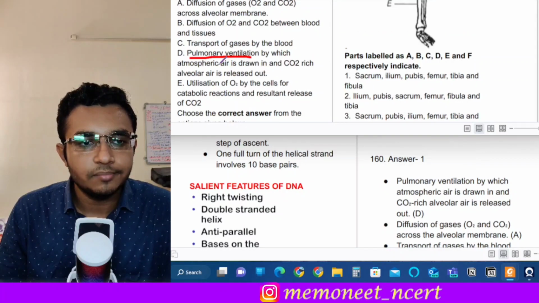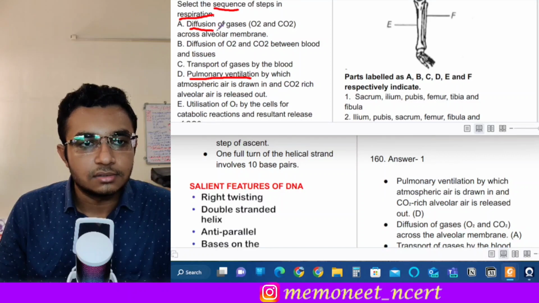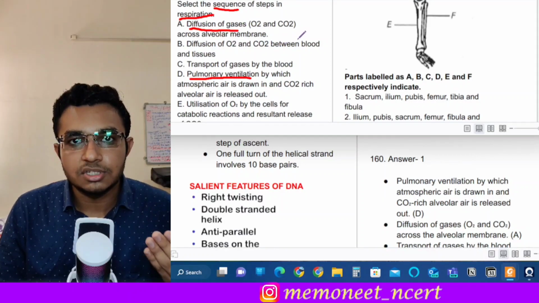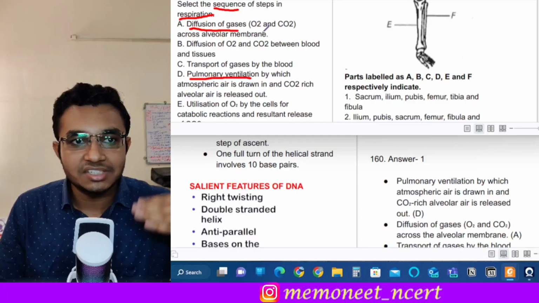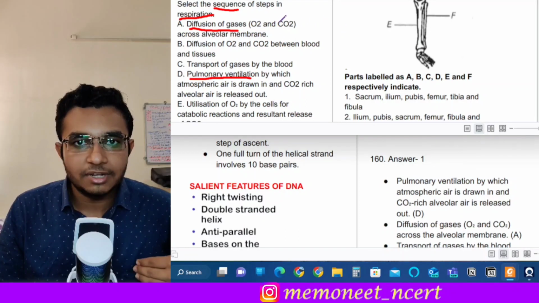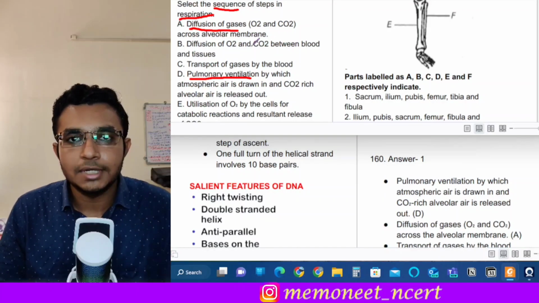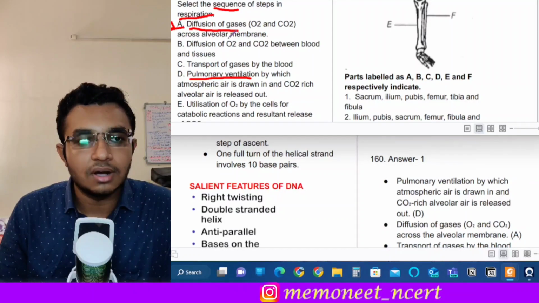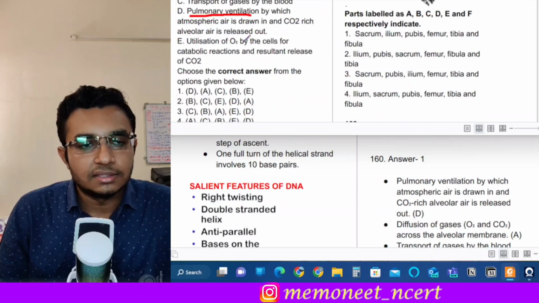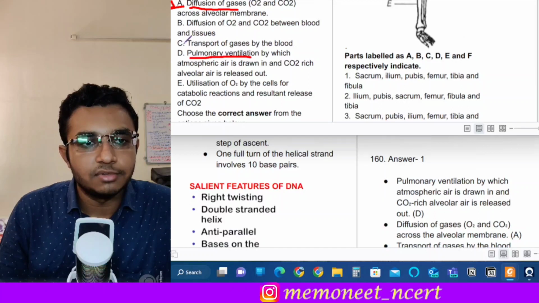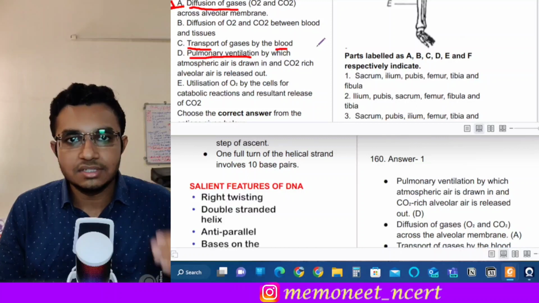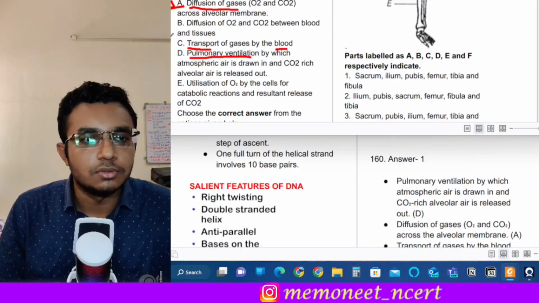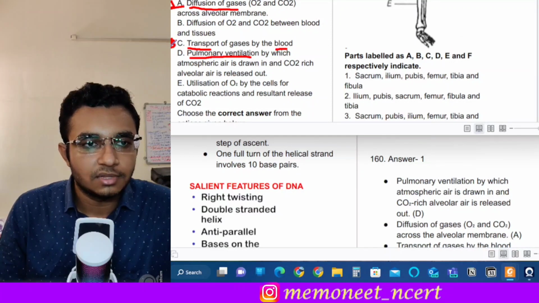Then there will be diffusion of gases. So when the air rich in oxygen reaches the alveoli, there will be exchange of gases, that is O2 will move into the capillaries and CO2 will move out of the capillaries into the alveoli. So second will be diffusion of gases O2 and CO2 across the alveolar membrane. The third step will be transport of the gases by blood. So after the O2 has reached the blood, it will be transported to the tissues. So this will be the third statement, right?